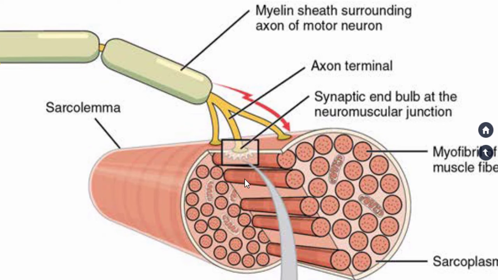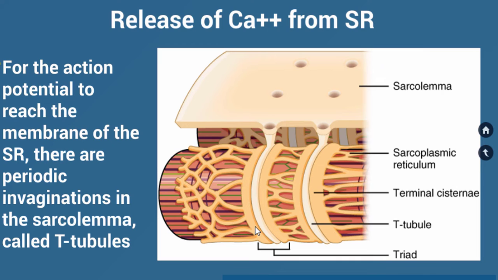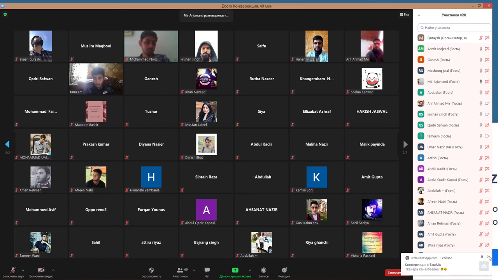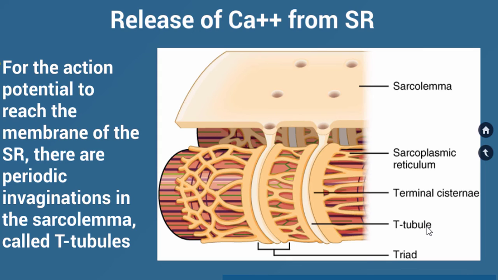The T-tubulus carry the action potential into the interior of the cell. Here you can see the T-tubulus plus terminal cisterns. A couple of terminal cisterns is called a triad: T-tubulus and two terminal cisterns of sarcoplasmic reticulum is a triad. T-tubulus carry the action potential into the interior of the cell, which triggers the opening of calcium channels in the membrane of the adjacent sarcoplasmic reticulum, causing calcium to diffuse out of the sarcoplasmic reticulum and into the sarcoplasm.